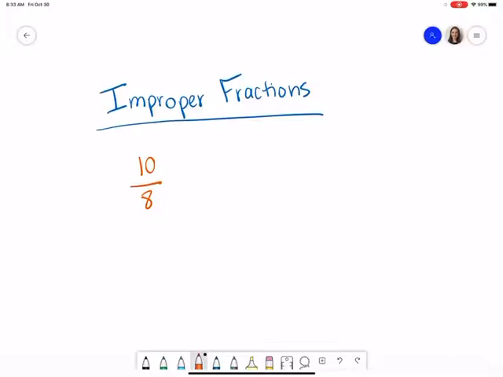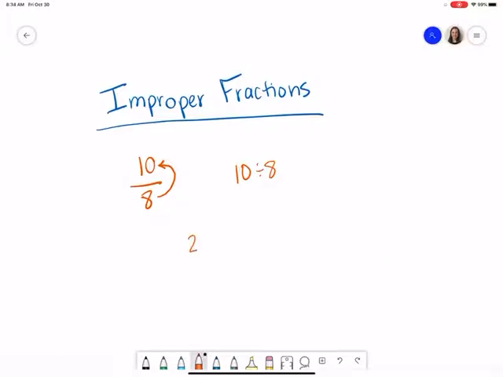Remember, it's improper if the numerator is greater or equal to the denominator. So 10 is greater than 8. So it's improper. And to make that proper, we're going to see how many groups of 8 are going to go into 10. Okay, so that's the same thing as saying 10 divided by 8. So how many times can we fit a group of 8 into 10? Well, we can fit one whole group into 10.